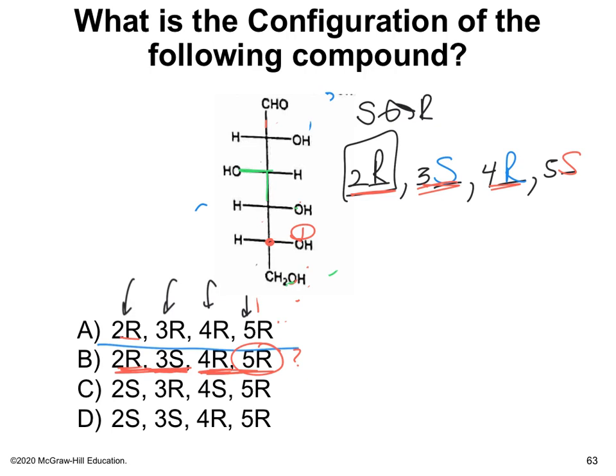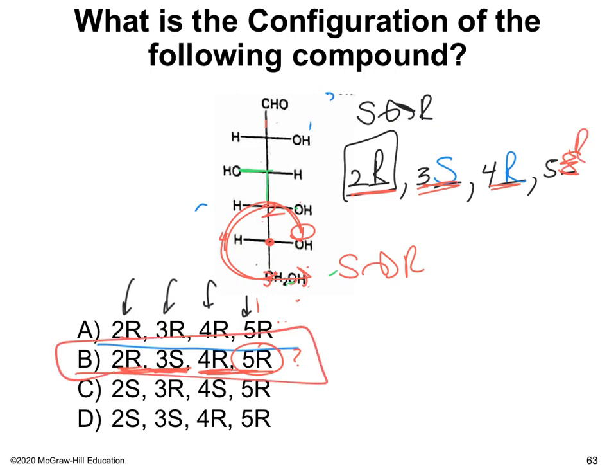That's a 1. That's definitely a 2. That's a 3. 1, 2, 3. That's S, but then it becomes R. So my bad, that's S. Turning left becomes R. So this is right. B is right.